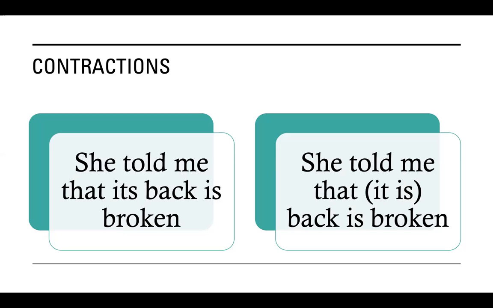The basic rule is just read it uncontracted. If it makes sense, then you use the apostrophe. If it doesn't make sense uncontracted, then there is no apostrophe. This is just one example, and there are so many more that you can do online. But it's pretty simple. Apostrophes are a pretty simple topic.